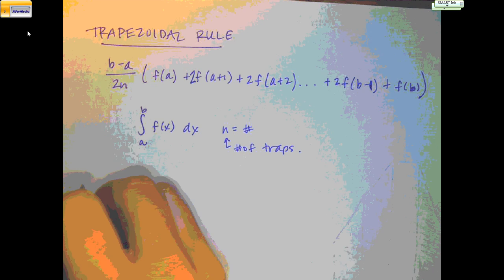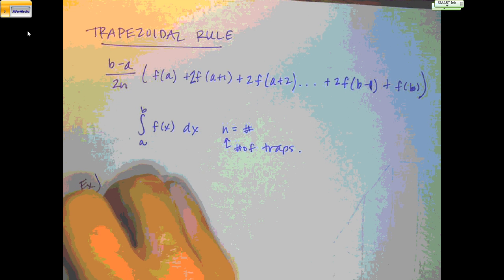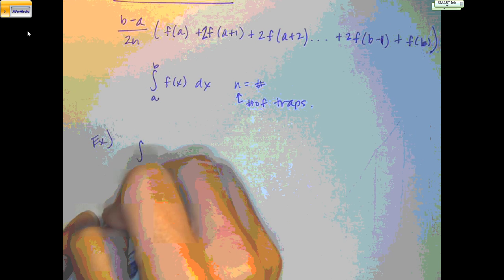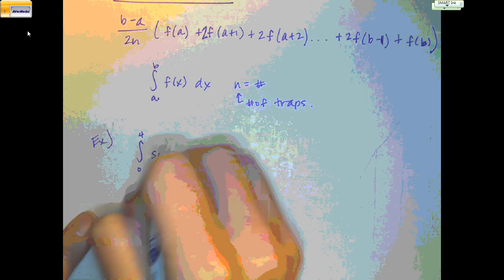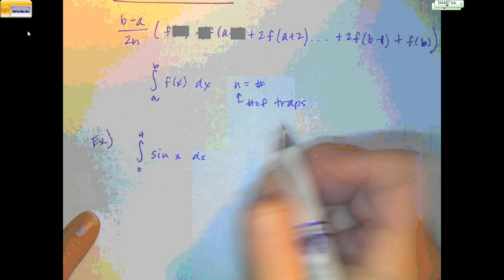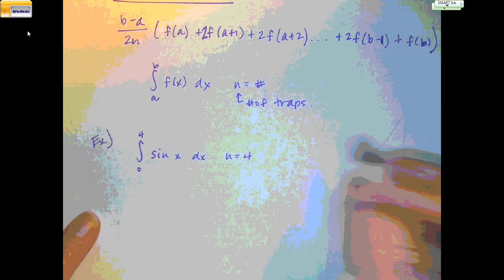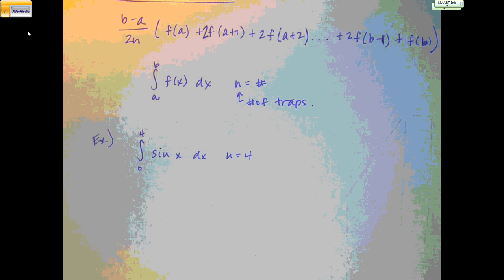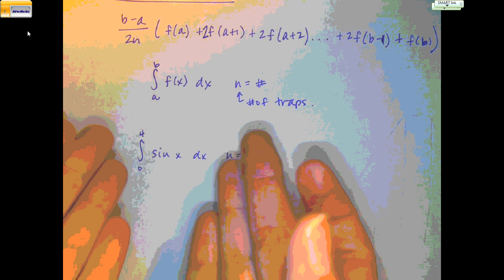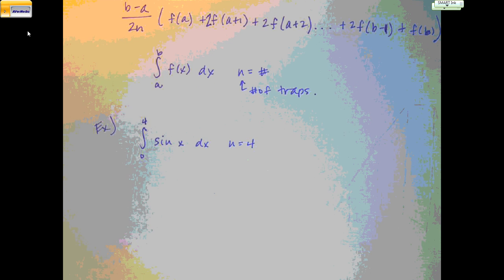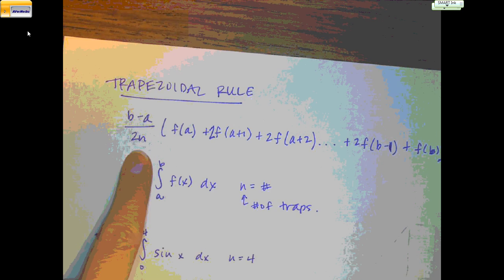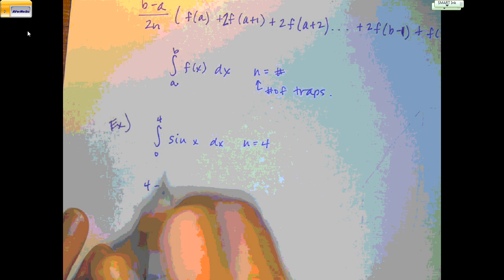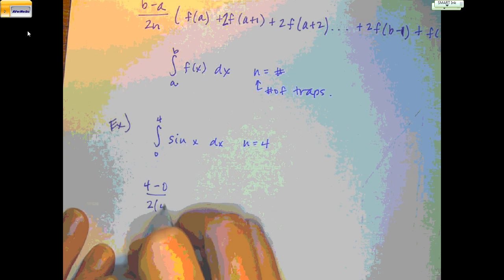So here's our first example. We've got an integral going from 0 to 4. The function is sine of x. We've got a dx. And they're going to put 4 trapezoids under that curve between 0 and 4, and you have to calculate the area. That's what the question says. So according to the formula, we start out by saying b minus a over 2 times n. So b is 4 minus a, which is 0, over 2 times n, which is 4. Are there any questions so far?